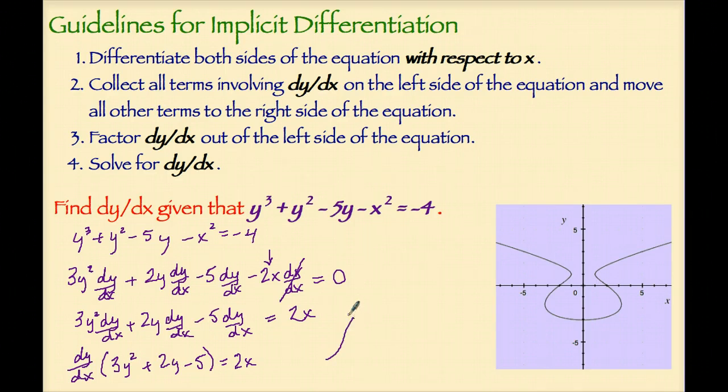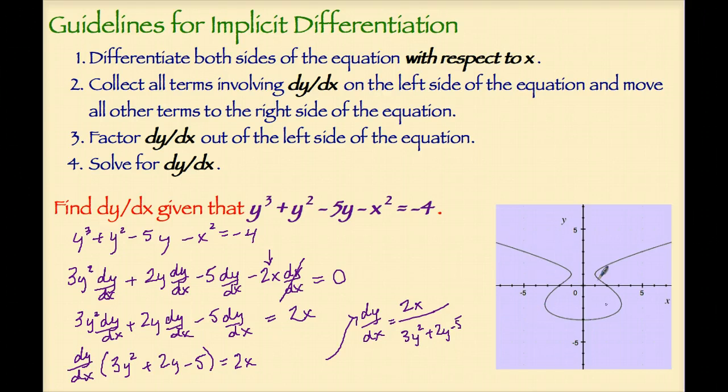To finish off this simplification process, we're going to solve for dy dx by dividing both sides by this factor. So dy dx is going to be 2x over 3y squared plus 2y minus 5. I divided both sides of the equation by this factor. It canceled over here, of course, and left the right side of the equation a rational expression. Now, this is the derivative of this function.